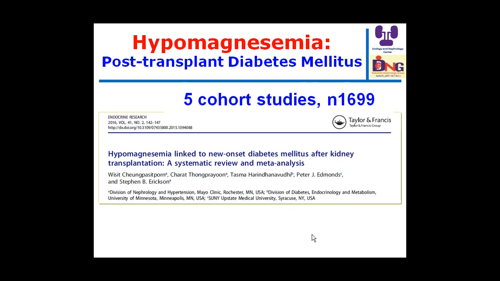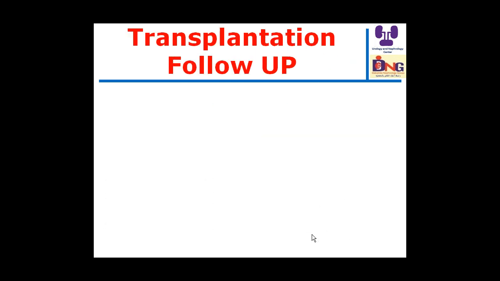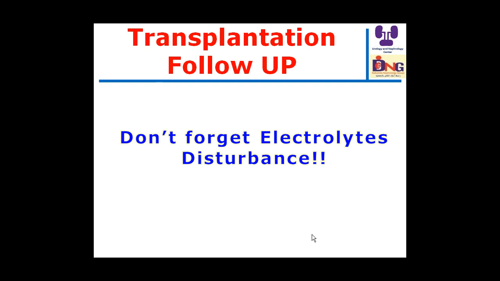The last point that I want to address is this systematic review and meta-analysis, including 5 cohort studies with 1699 patients, which showed that hypomagnesemia is associated with post-transplant diabetes, maybe due to insulin resistance or other etiology. To sum up, this is the key message. In following up patients after transplantation, we shouldn't forget electrolytes and acid-base disorders. Why? Because they are prevalent after transplantation and they can be associated with many problems. So we should think and monitor our patients in a proper way.